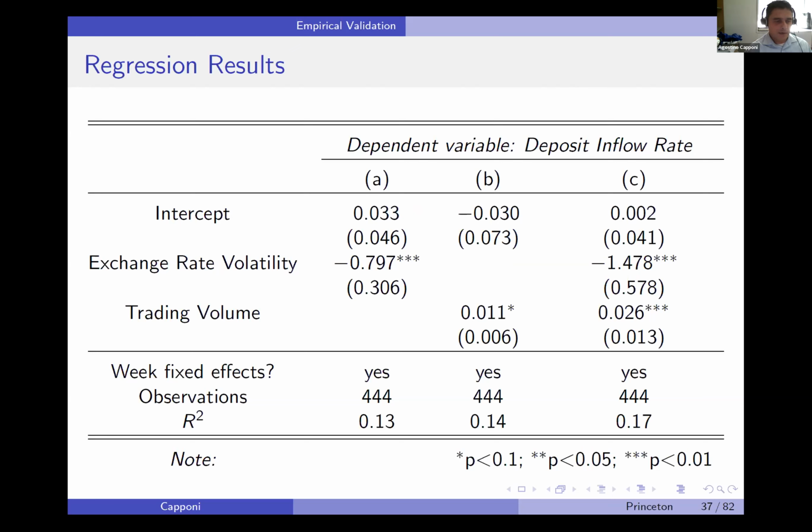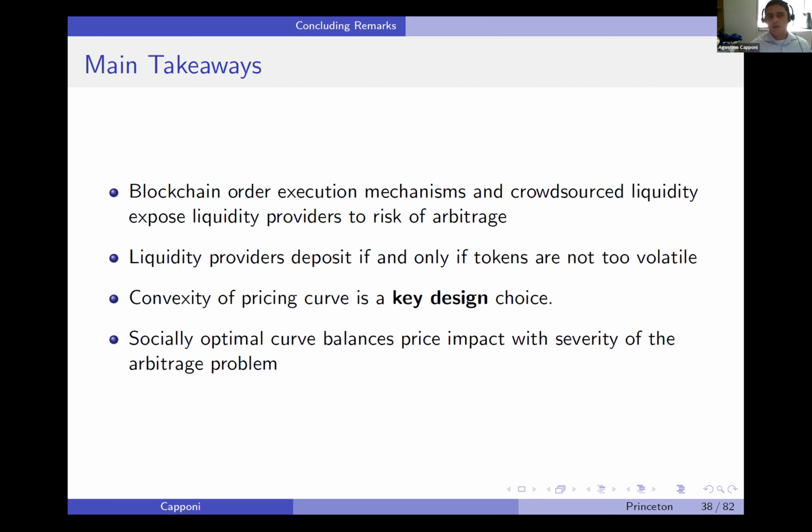The results come from a very simple regression where we regress the flows, which is the amount being deposited, on the trading volume and the volatility of the exchange rate, the volatility of the pair. What you see, in all three regressions, is that if you have more volatility, there will be fewer deposits made to the automated market maker. On the other hand, if you have more volume of trades, there will be more depositing flow, so more depositors will deposit, which is in line with what the model predicts. And this leads me to the conclusion.